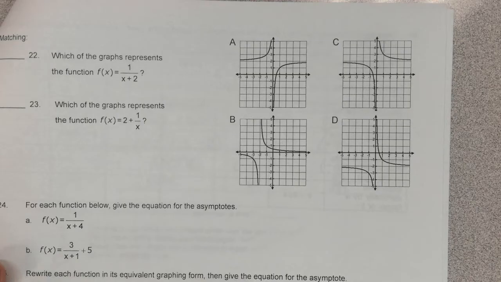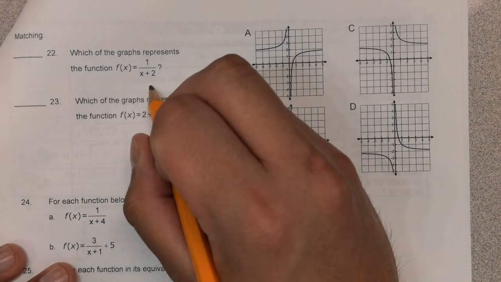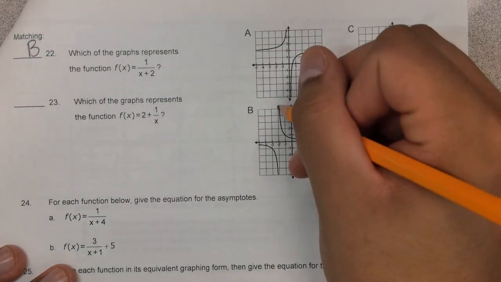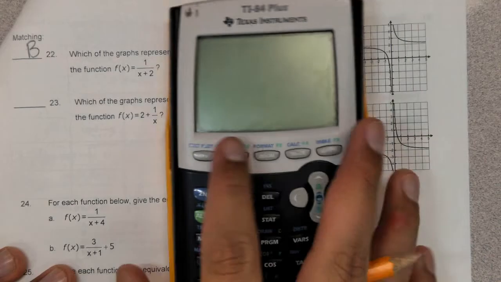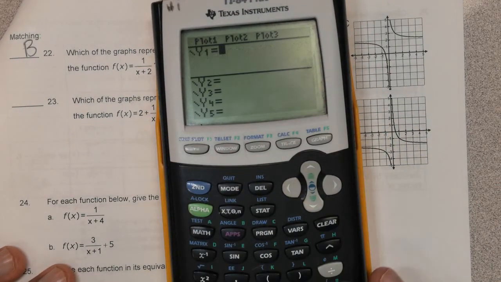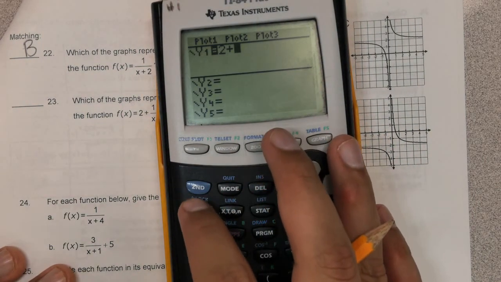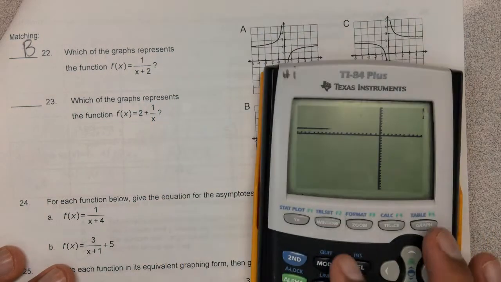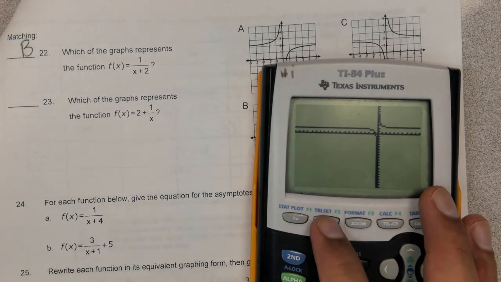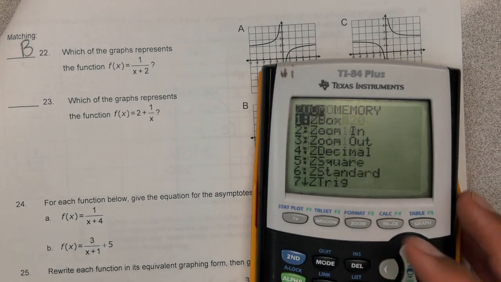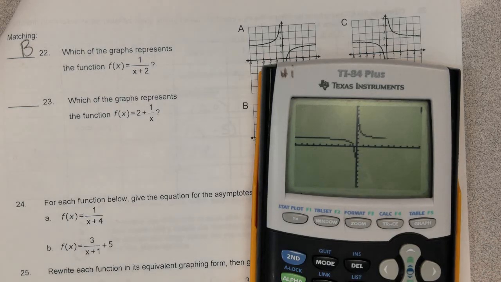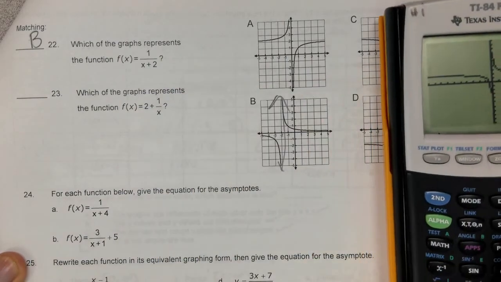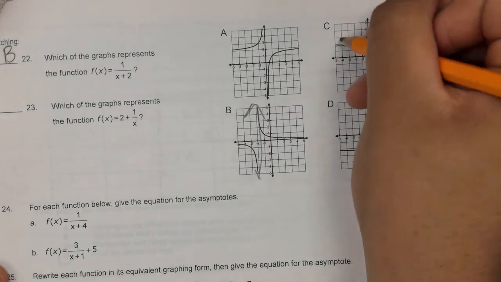All right, then for 22, we just had a test again also on this. Vertical asymptote is at -2. The only one that has that is B. Again, you can just always graph them. So for example, this other one, 2 plus... here we can see it. So the one that goes with that one would be C. Right?